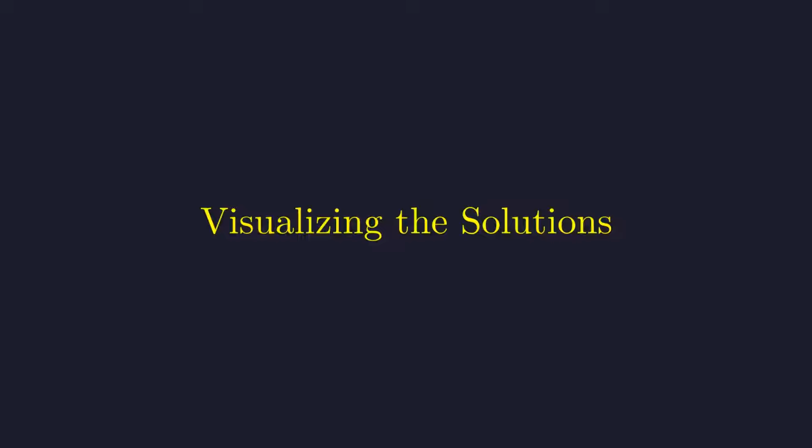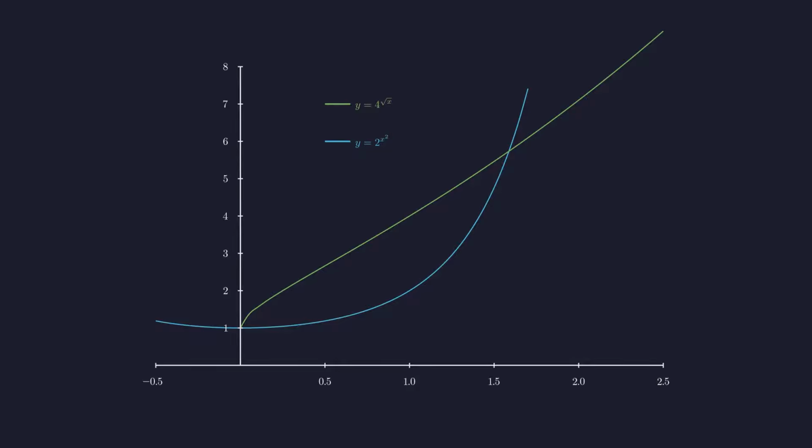Let's visualize what's happening. We can plot both sides of the original equation and see where they intersect. Setting up our coordinate plane. The solutions are the x-coordinates where the 2 curves meet. In blue, we have y equals 2 to the x squared. In green, y equals 4 to the square root of x.